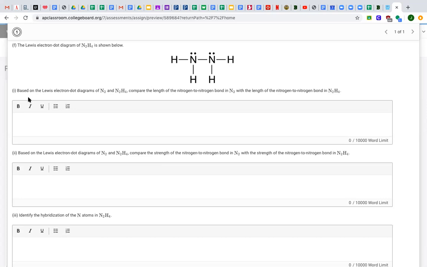So part F, the Lewis electron dot diagram of N2H4 is shown below. Based on the Lewis dot diagrams of N2 and N2H4, compare the length of the nitrogen to nitrogen bond in N2 with the length of the nitrogen nitrogen bond in N2H4. Okay, so we talked about this a little bit ago. Go ahead and take like 30 seconds, just kind of get your thoughts together, and then we'll go through it as a group.